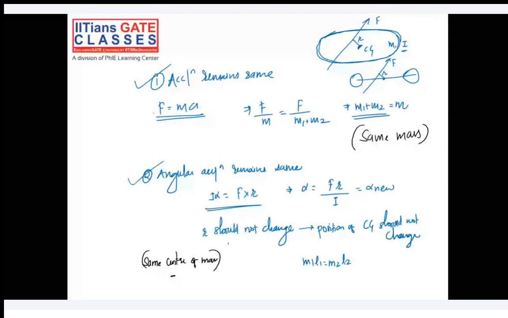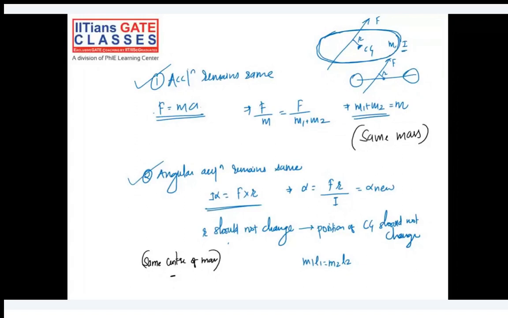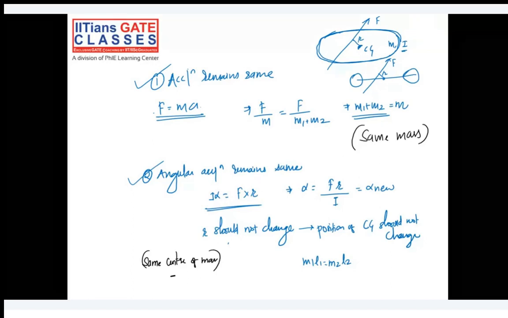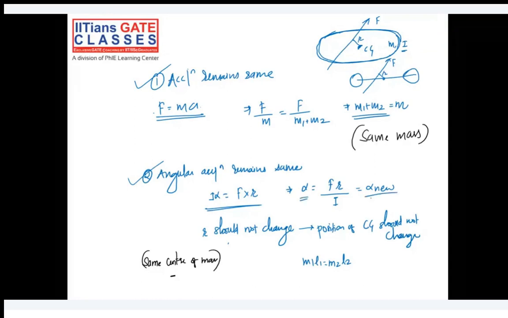External force we are not changing. It means I is also the same. F is an external thing, we cannot change. So this alpha has to be equal to the new alpha which we are getting from the dynamically equivalent link. And this is possible only when you maintain the same center of mass.